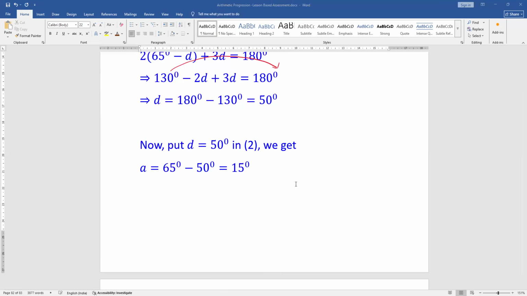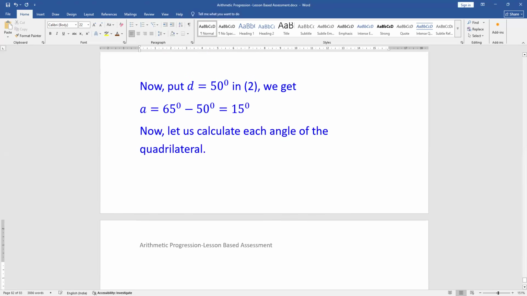Next, what should we do now? Step: we have to calculate each angle of the quadrilateral. Correct. So now let us calculate each angle of the quadrilateral.